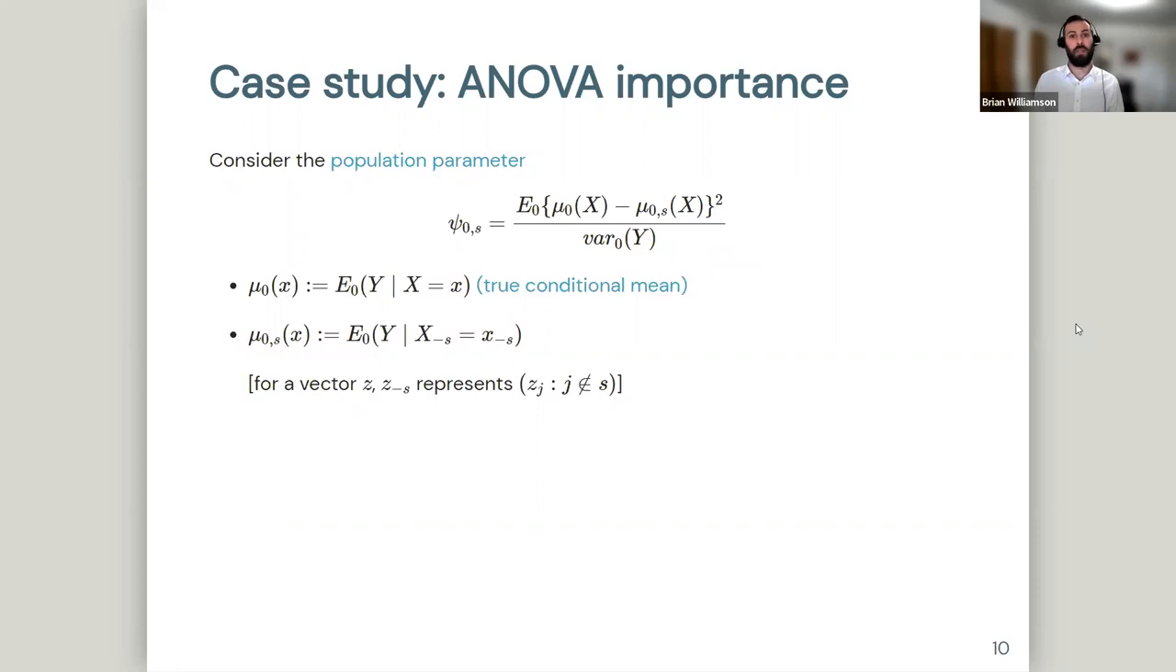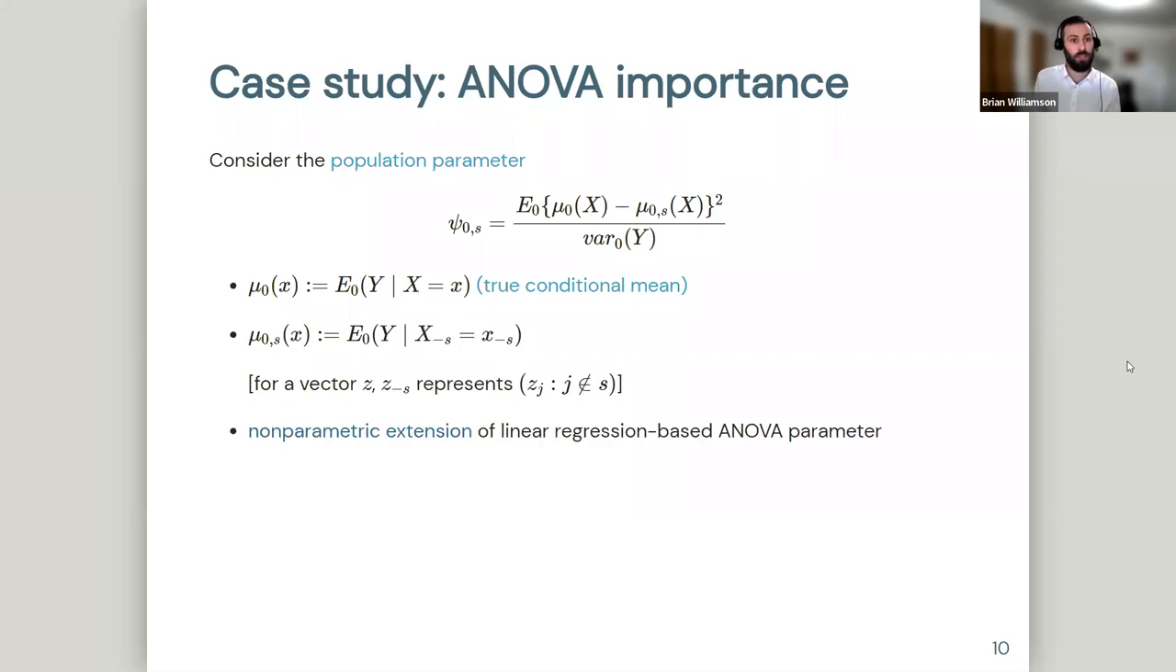And so we thought about generalizing this to a model agnostic population parameter. Here I've listed out what that looks like. This parameter, psi0s, takes in a distribution and returns a number. It is defined as the ratio of the true expected squared difference between two prediction functions. First, mu0 being the true conditional mean, so the true expectation of the outcome given all the covariates. And the second prediction function being the true reduced conditional mean, so the conditional expectation of the outcome given the reduced set of covariates. And then the denominator of this parameter of interest is the marginal outcome variance.